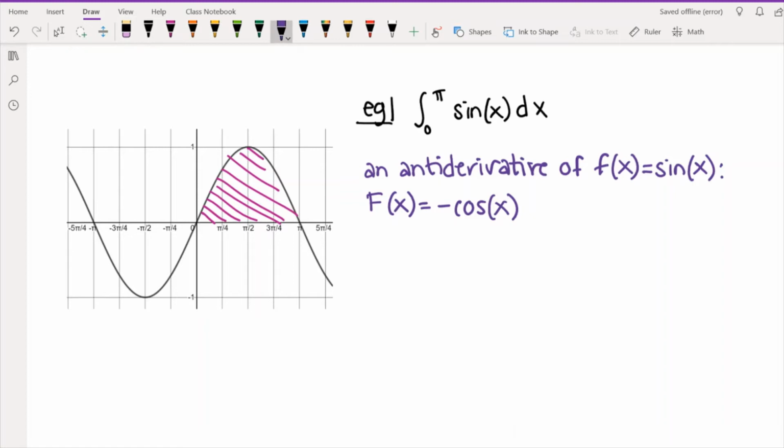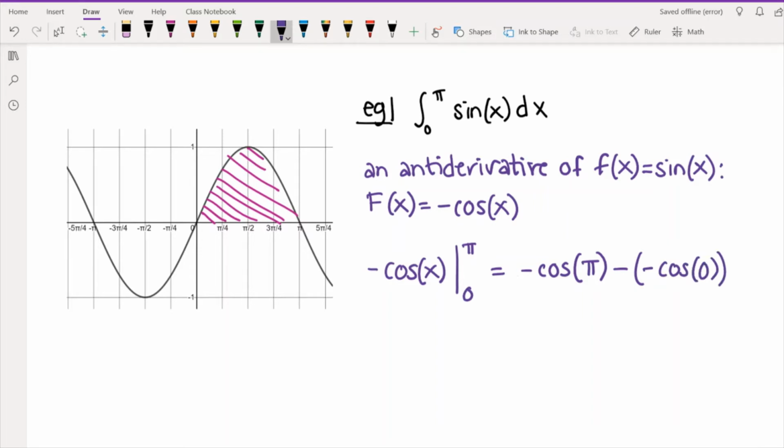And so how do we actually evaluate this? We say negative cosine of x, and then we're going to plug in pi, and we're going to plug in 0. And so we get negative cosine of pi as the top bound, minus negative cosine of 0. So make sure you're careful with your negative signs.